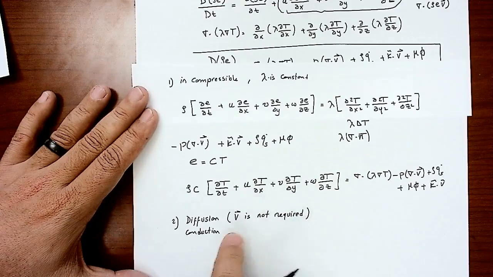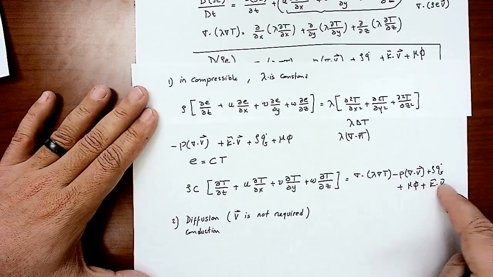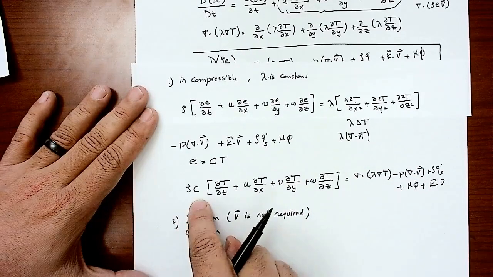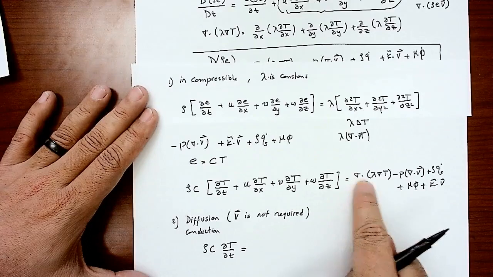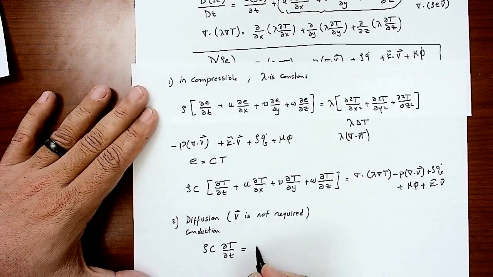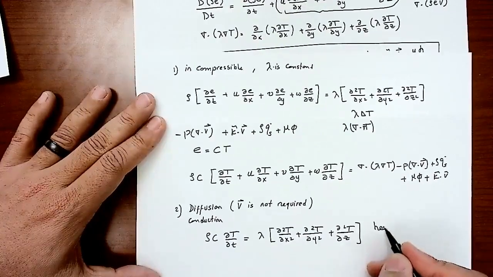So this means the velocity vector is gone. U, V, W is gone. Let's ignore the other terms in here. I'm going to end up having the following equation: rho C partial T by partial time t equals nabla dot lambda nabla T. Lambda is going to be constant, so it's actually lambda times partial 2T by partial x squared plus partial 2T by partial y squared plus partial 2T by partial z squared. Looks like a familiar equation? Yeah, that's the heat diffusion equation.